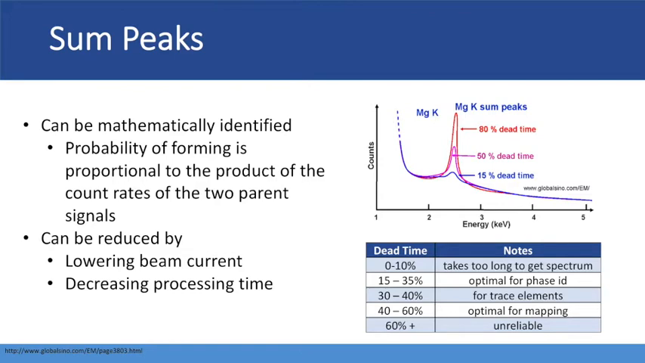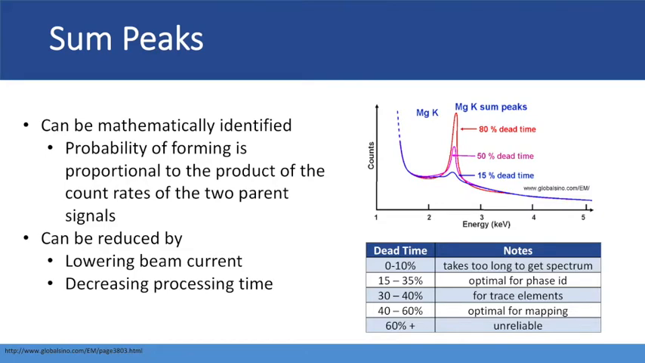In practice, the input count rate of the EDS detector is normally selected so that the dead time is below 40% but above 10%. The lower dead time on the phase ID minimizes the sum peaks, while the dead time is slightly higher for trace elements if you wanted to find those, to maximize the output so that you're able to detect the small amounts of the trace elements.